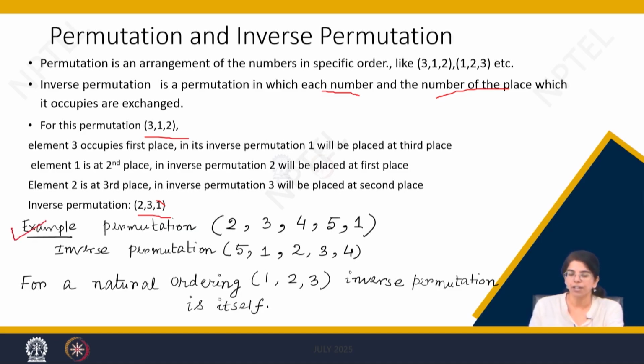Similarly, I will ask you to try on your own. Suppose you are given a permutation 2 3 4 5 1. Is the inverse permutation for this permutation 5 1 2 3 4? Do you believe that? Check yourself. For the natural ordering 1 2 3, the inverse permutation is itself, meaning even if you try to find the inverse permutation of 1 2 3, that will bring back the same permutation 1 2 3.